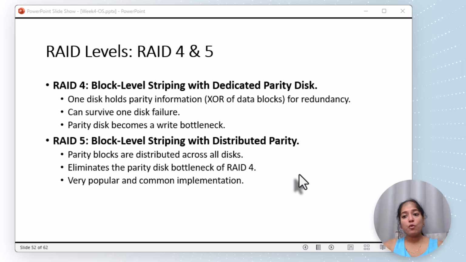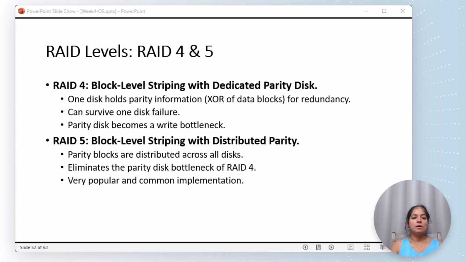Then RAID levels 4 and 5. RAID 4 is block level striping with a dedicated parity bit, in which one disk holds parity information like XOR of data blocks for redundancy, and so it can survive one disk failure. But the parity disk here becomes a write bottleneck. It creates a single disk bottleneck.